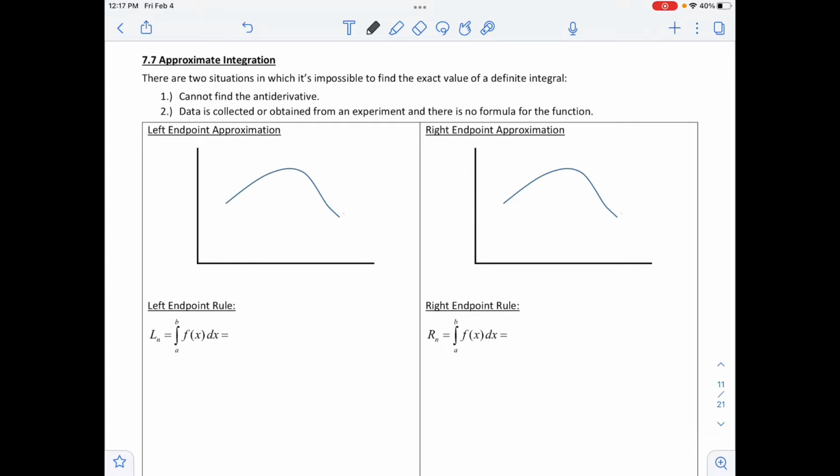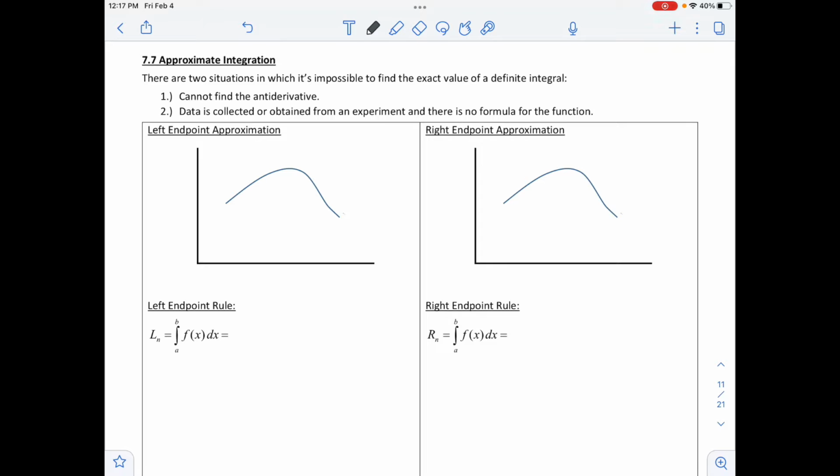We are in section 7.7, approximate integration. There are two situations in which it's impossible to find the exact value of a definite integral. The first one is you cannot find the antiderivative, and the second is data is collected or obtained from an experiment, and there is no formula for the function. So we're going to look at both of these, but before we do that, we're going to get an understanding of exactly how to approximate an antiderivative.